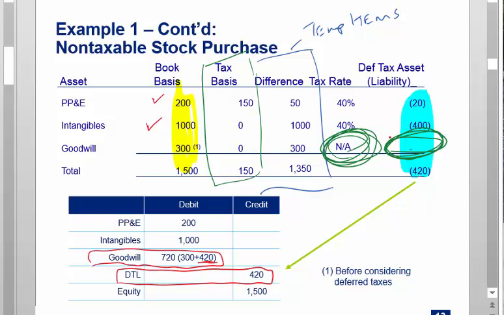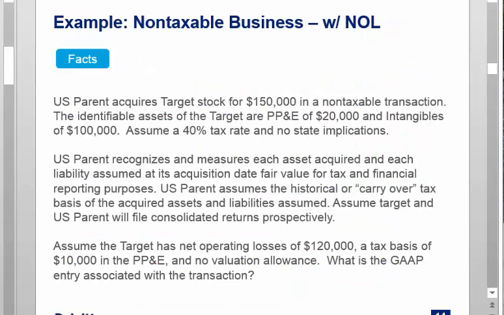Okay. Let's go a couple more slides and we'll take a short break. All right. Parent acquires target stock for $150,000. Non-taxable transaction. That means we bought stock for cash, and I'm calling it non-taxable because I'm not getting a basis step up in the assets. The depreciable property is worth 20. The intangibles are worth 100. Assume a 40% tax rate.